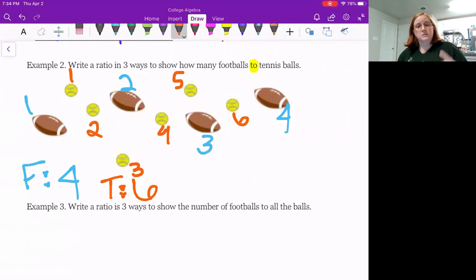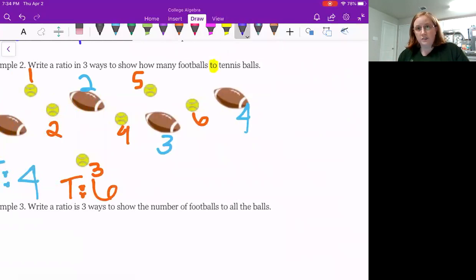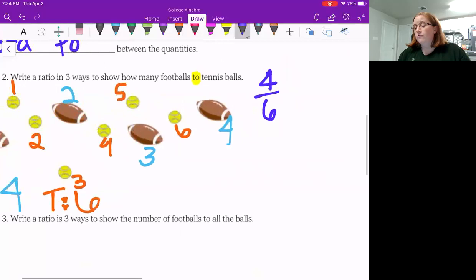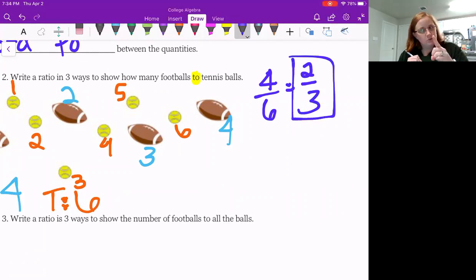So my comparison is footballs to tennis balls, or a part-to-part group. So when I'm looking at this ratio, I'm going to start off in that exact order. Footballs first, then tennis balls. So 4 to 6. Now, I need to reduce this fraction down. Both of these numbers are even. You can use your Desmos calculator to simplify this fraction down. 4 over 6 is the same as 2 over 3. So that's my simplified fraction, my first answer.